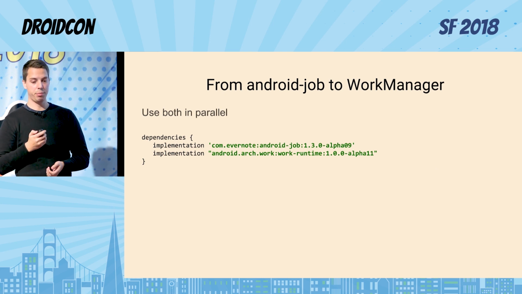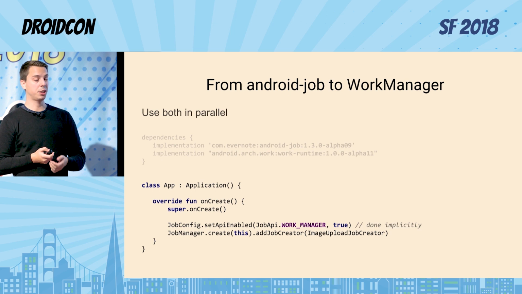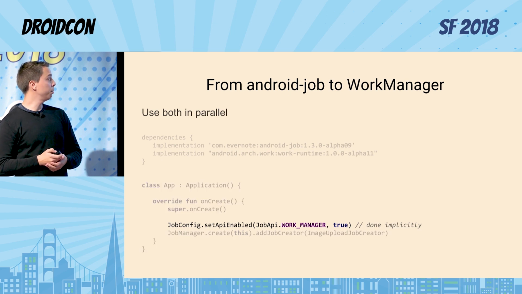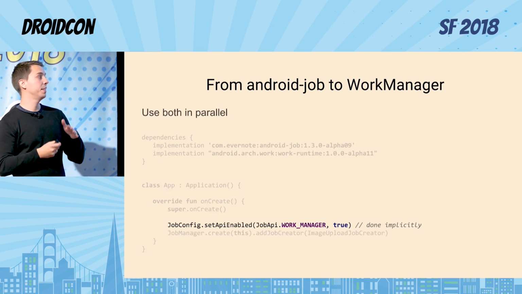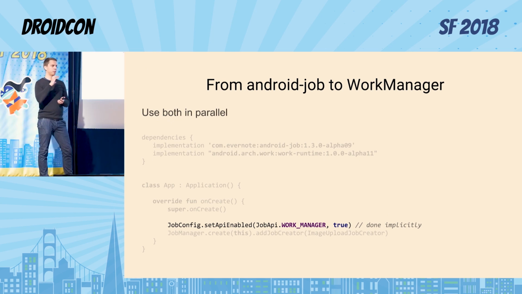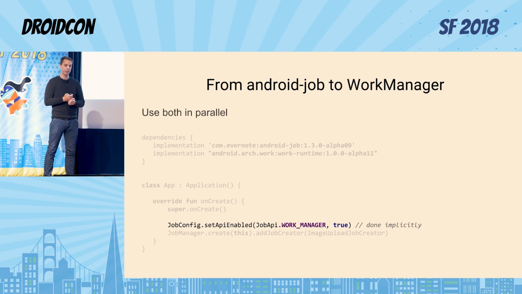You just need to add the dependency, and that's actually about it. You can optionally set the API enabled, but this is done implicitly. Because WorkManager is so much better at scheduling work, Android Job automatically checks your classpath, and if it finds WorkManager, then it's using it under the hood automatically. But with this way, you can also turn this off if you don't want to have this behavior.